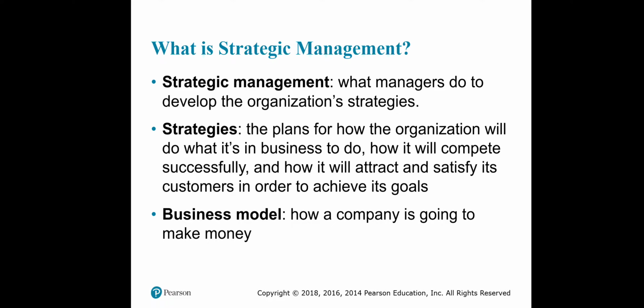Strategic management is what managers do to develop the organization's strategies. It's an important task involving all the basic management functions: planning, organizing, leading, and controlling. What are organization strategies? They are plans for how the organization will do whatever it's in business to do. How will the business compete successfully, and how will it attract and satisfy its customers in order to achieve its goals? One term often used in strategic management is business model, which simply is how a company is going to make money.